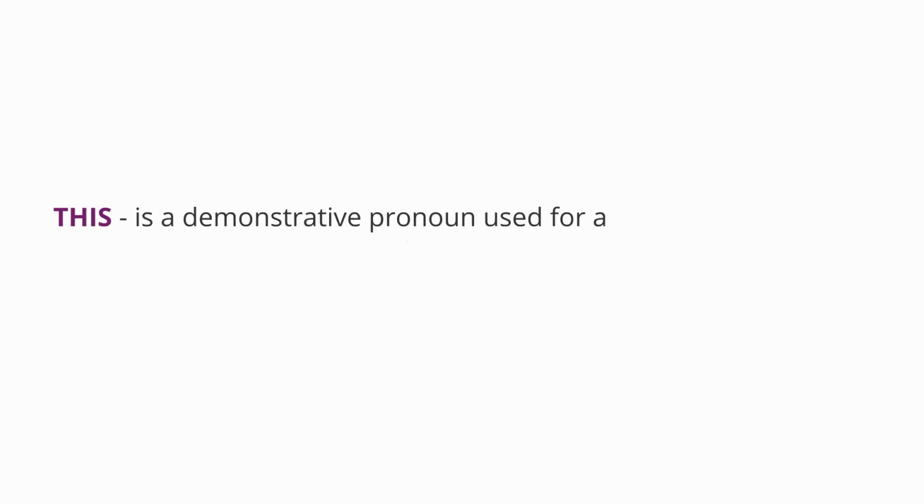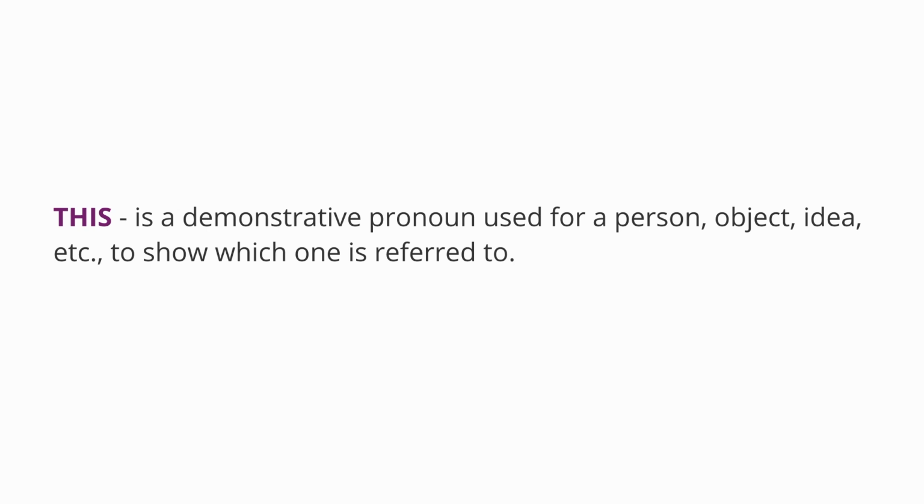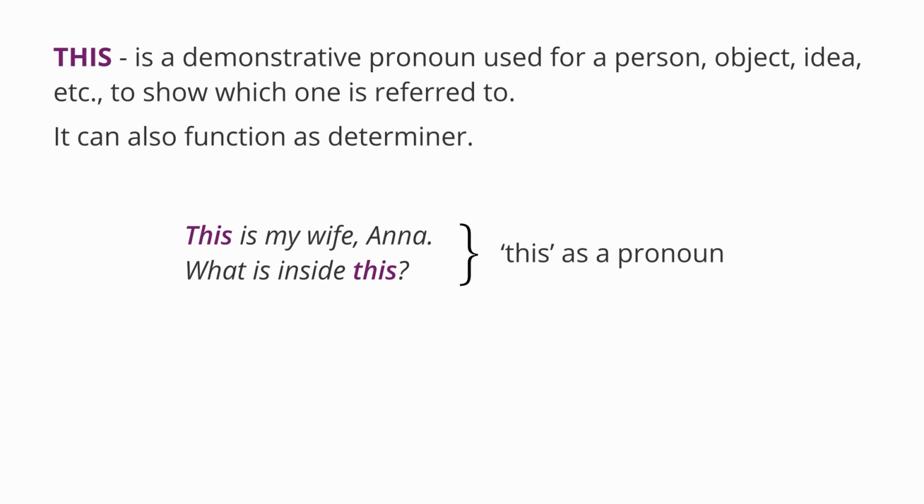This. Let's move to this. This is a demonstrative pronoun used for a person, object, idea, etc. to show which one is referred to. It can also function as a determiner. Examples include, "This is my wife, Anna. What is inside this?" In these sentences, this serves as a pronoun.